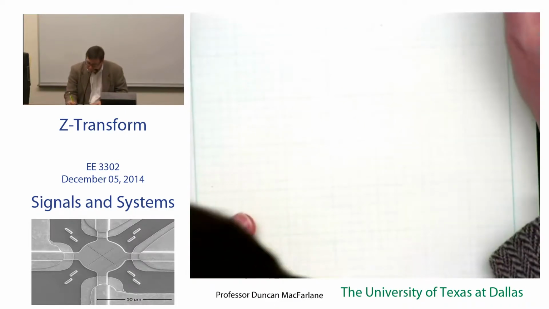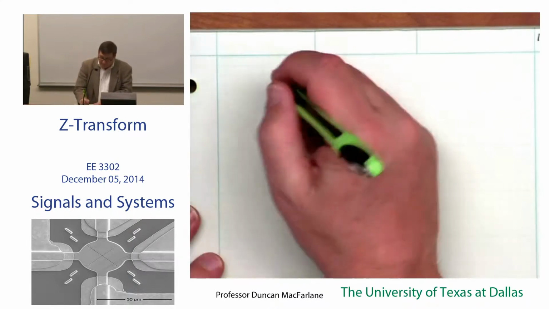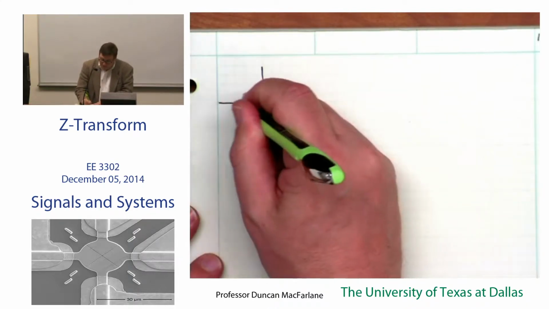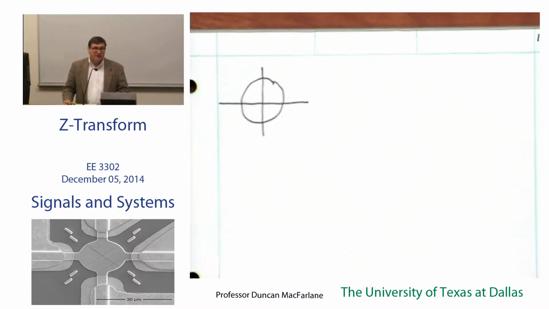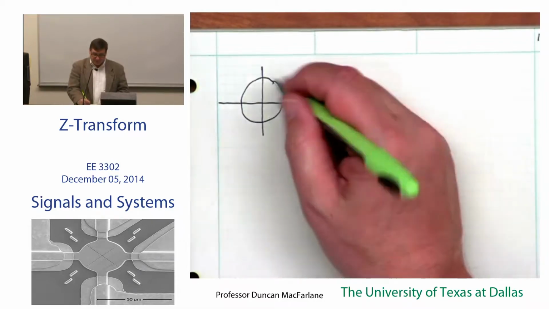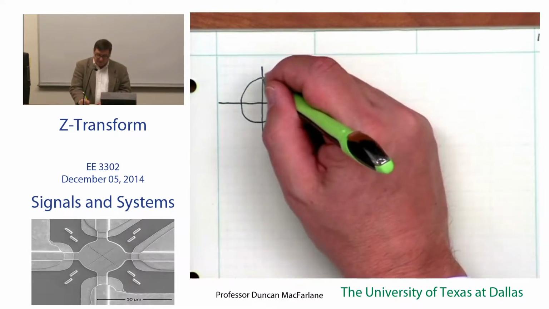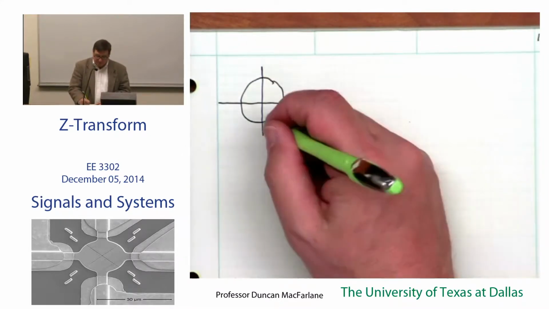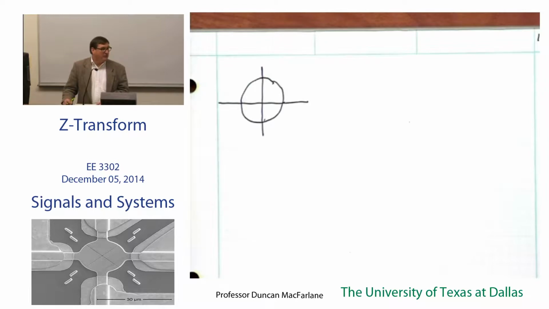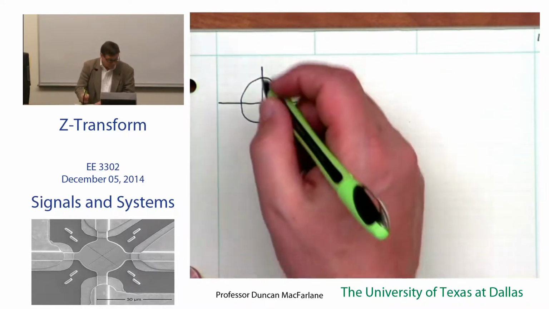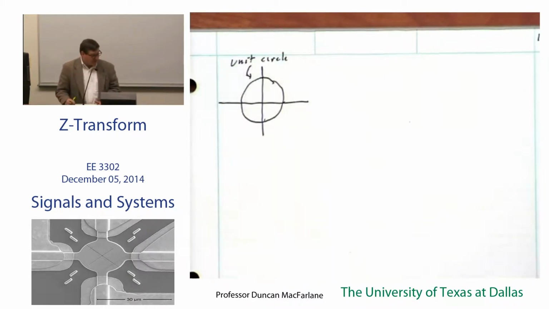Now let's take a quick look at some of the cases here. I'm going to draw a unit circle. This is for the magnitude of z equal to 1. So here's 1, here is imaginary i times 1, here's minus 1, and here's minus i times 1. As long as I move around here, my radius is always going to equal 1. And we refer to that as a unit circle.